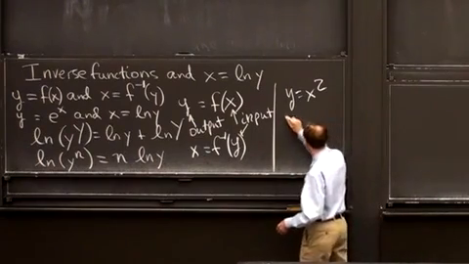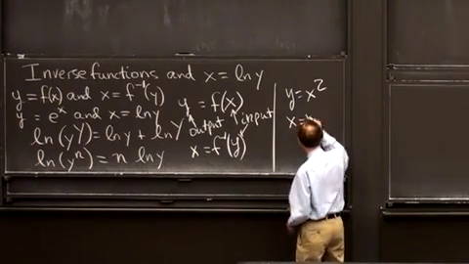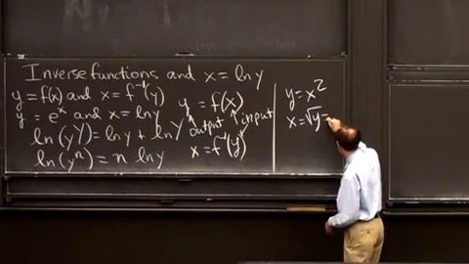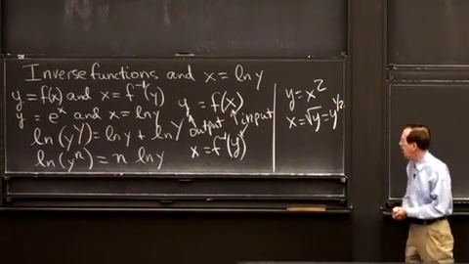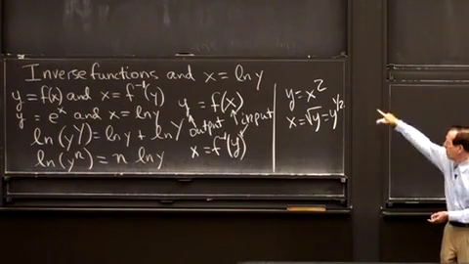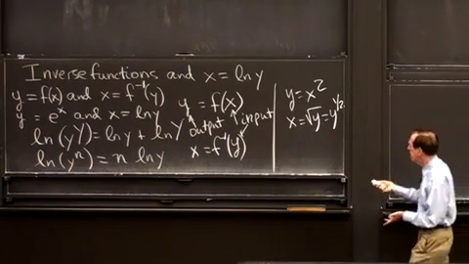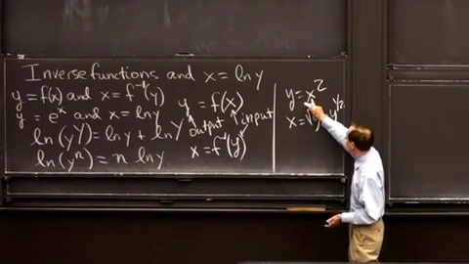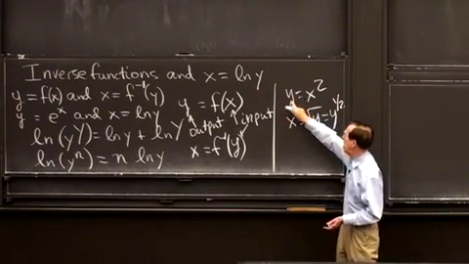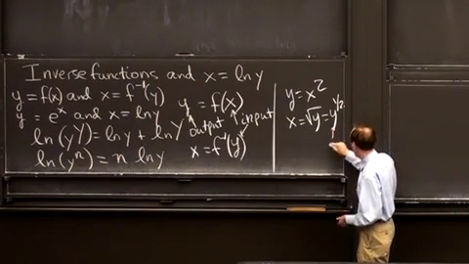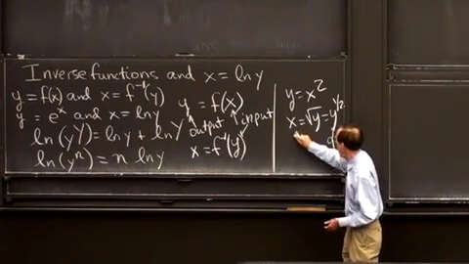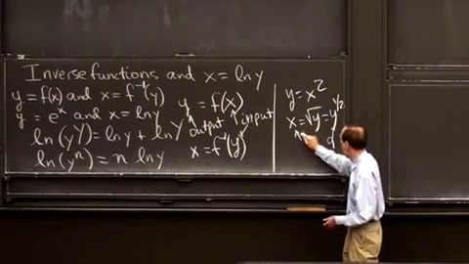So the inverse function will be x is, do you like to write square root of y, or do you like to write y to the 1/2 power? Both good. That's the inverse function of the other. And of course, before we said if x was 3, y was 9. And now if y is 9, then x will come out to be the square root of 9, 3.